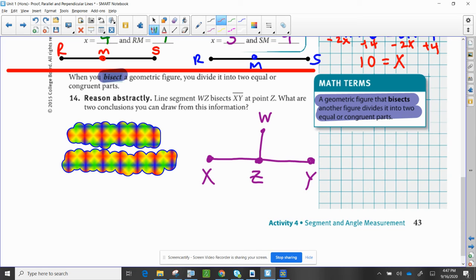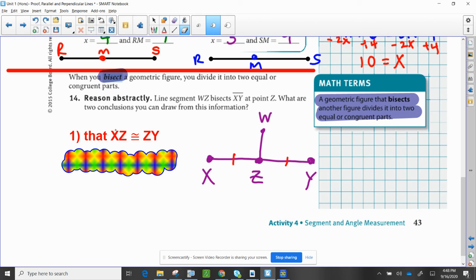So what are 2 conclusions we could make if we know that a bisect means you divide it into 2 equal parts? What conclusions can you get from that information? Well, one conclusion, which I made with those red tick marks, is that XZ has to be congruent to YZ, right? If it bisects it, it's going to divide it into 2 equal parts. My second conclusion is, what is Z then? Hopefully you said that makes Z a midpoint of segment XY.